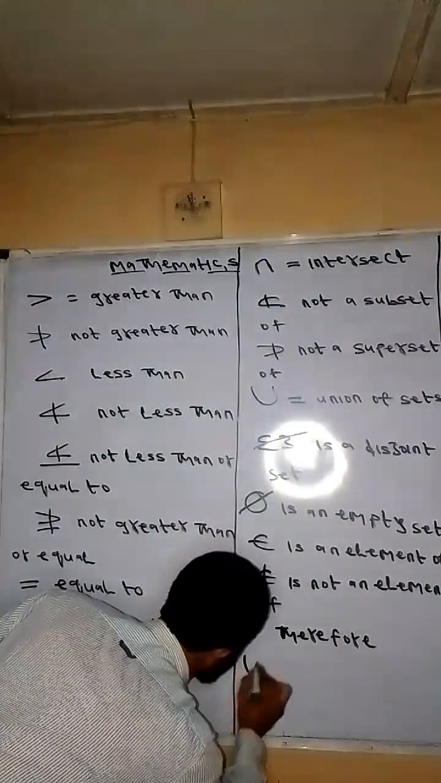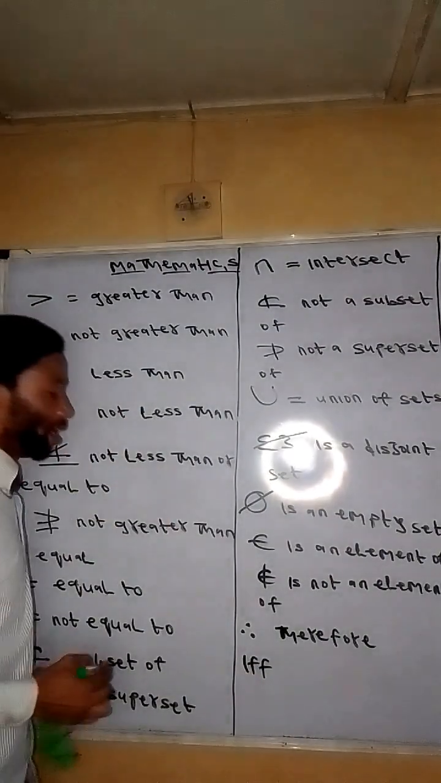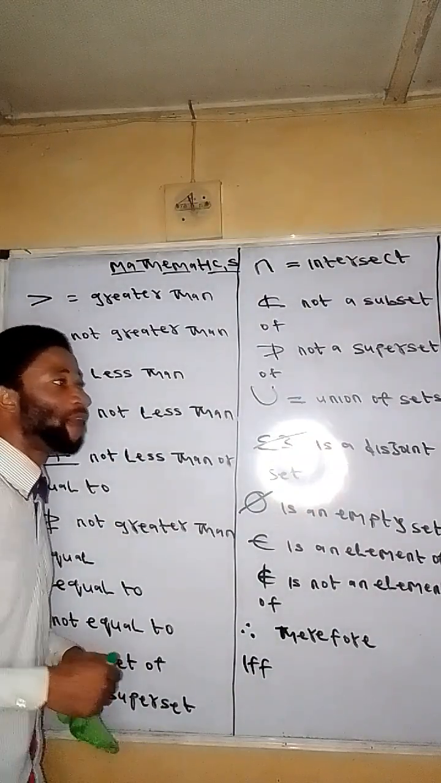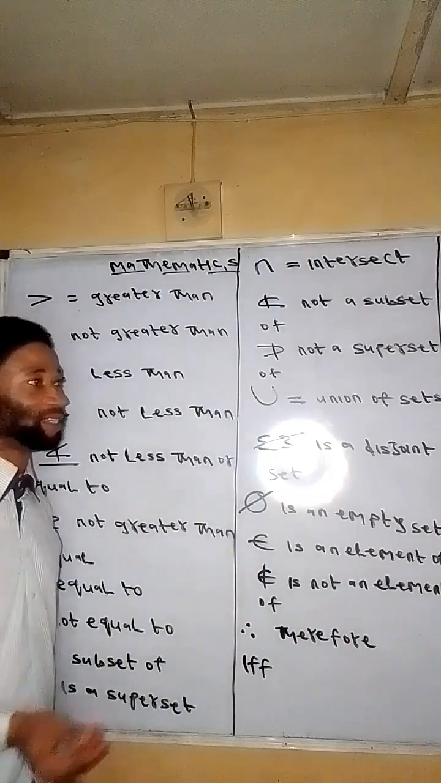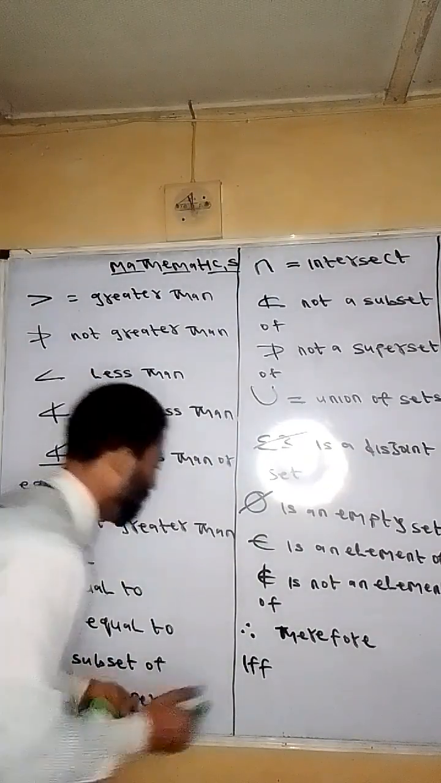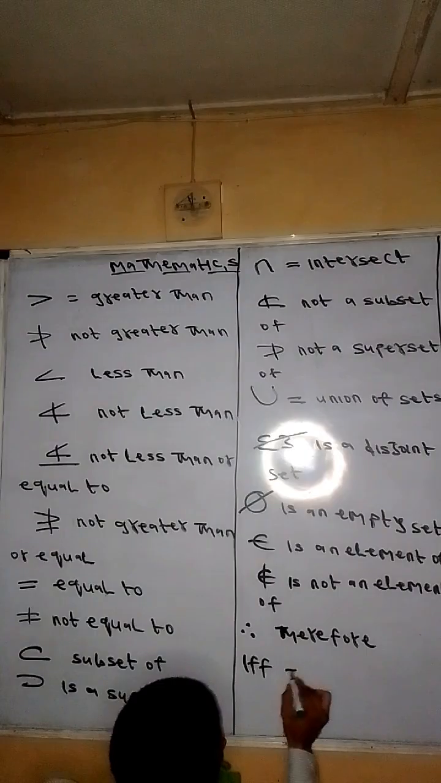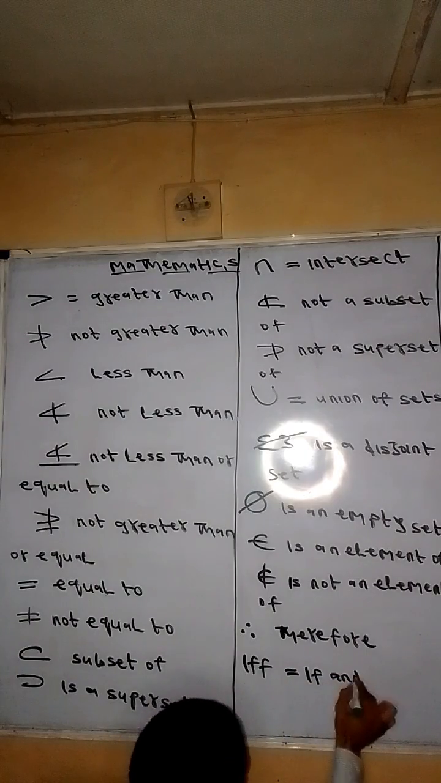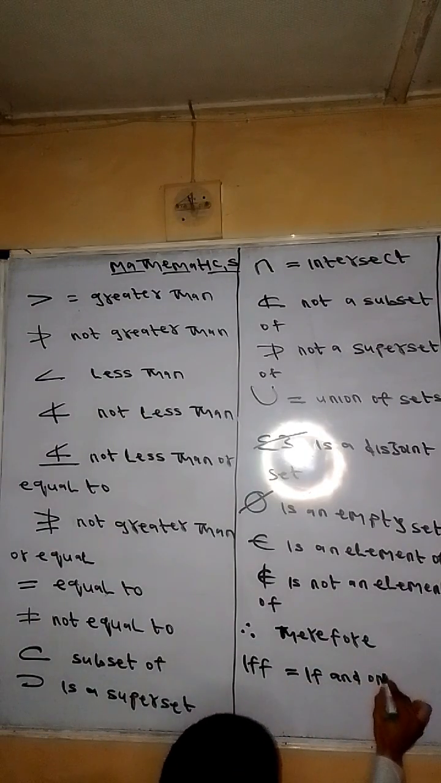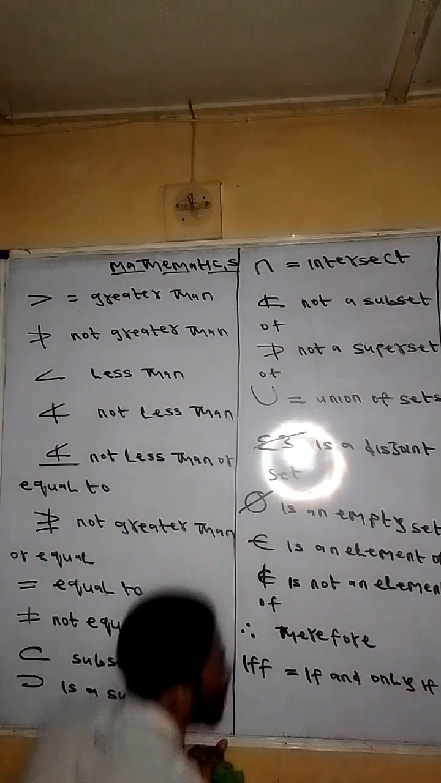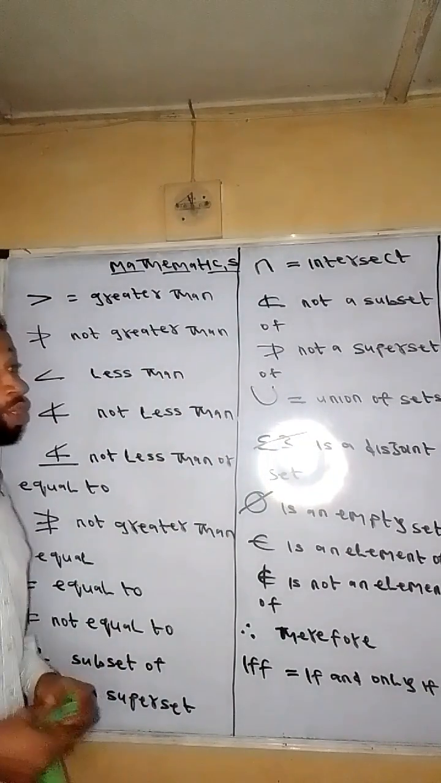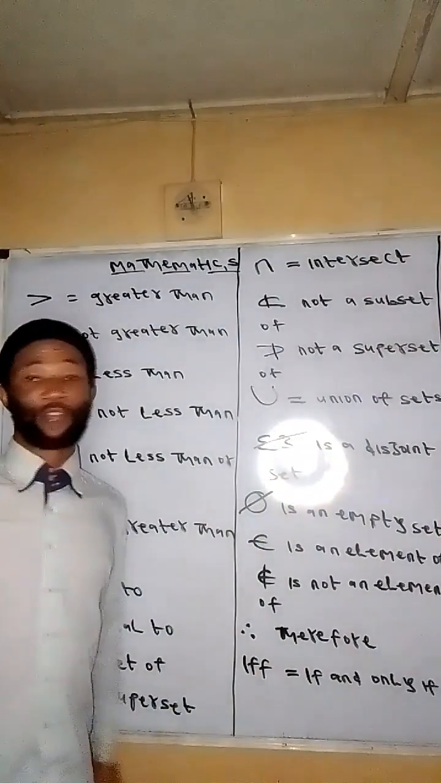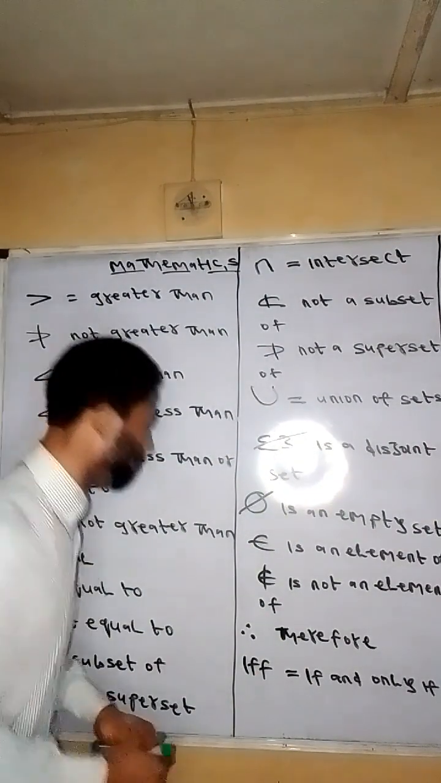Now, if you see something like IFF in mathematics, IFF is a conditional statement. It simply means if and only if. So if and only if is used to introduce a given condition. That is what this guy means.